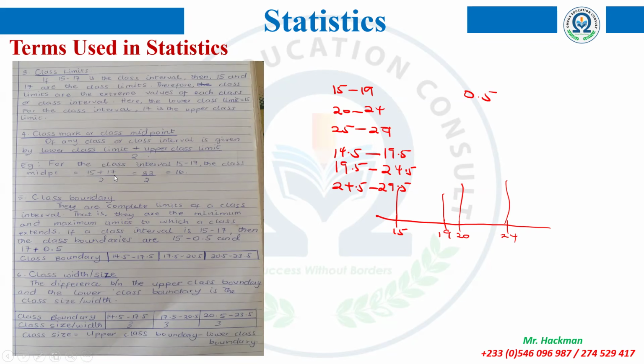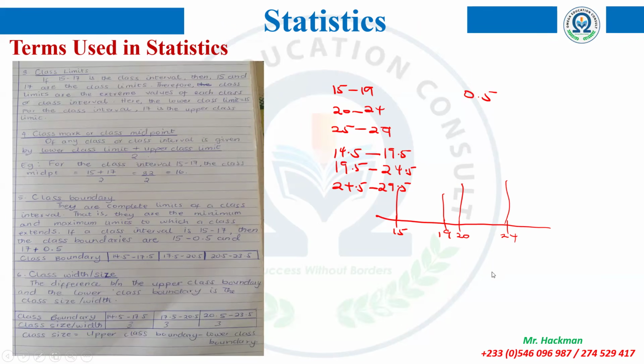Here the definition is in terms of the limit. So let's see whether we can say that the class midpoint, or the class mark, will be the same as the upper class boundary plus the lower class boundary divided by 2, or the lower class boundary plus the upper class boundary divided by 2. So let's look at this in terms of the boundaries. So let's go back to the classes.